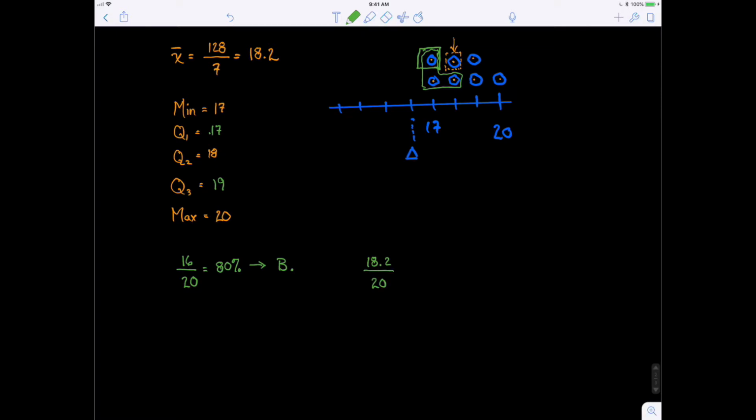18.2, let's see. That's going to give me a score of 91. Look at what happens just from doing that. Now we get a score of 91%. Well, that is an A.